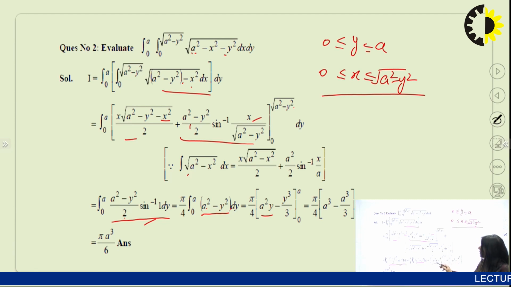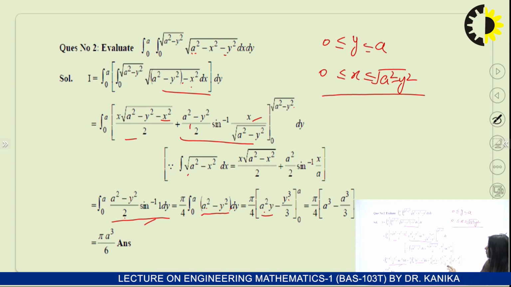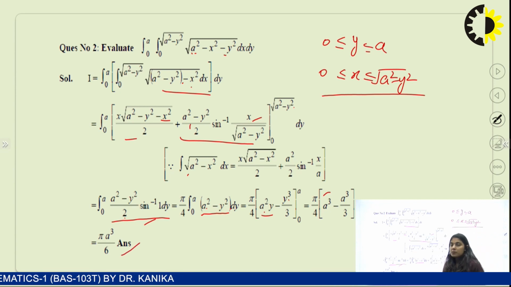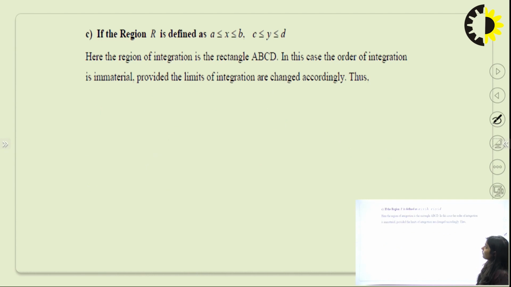So put y equals a, so here it will be a cube, and minus, put y equals a, then here it will be a cube by 3. Now minus, put y equals 0, then this term will be 0, and y equals 0, so this whole term will be 0. Now we will simplify this, then it will be equal to pi a cube upon 6. So the integration of the given function with respect to x and with respect to y is equal to pi a cube upon 6.